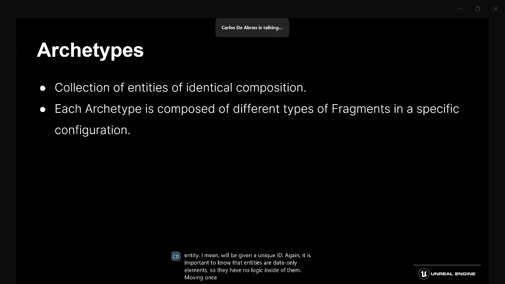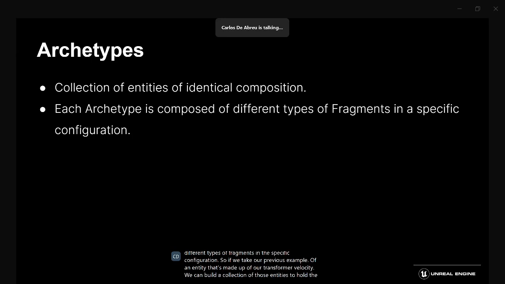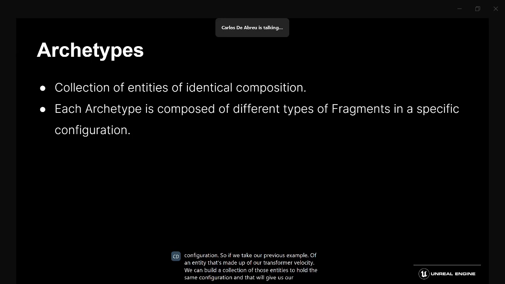Moving one step further, we have archetypes. Now, archetypes are a collection of those entities of an identical composition. Archetypes are composed of different types of fragments in a specific configuration. So if we take our previous example of an entity that's made up of our transform and velocity, we can build a collection of those entities that hold the same configuration, and that will give us our archetype.